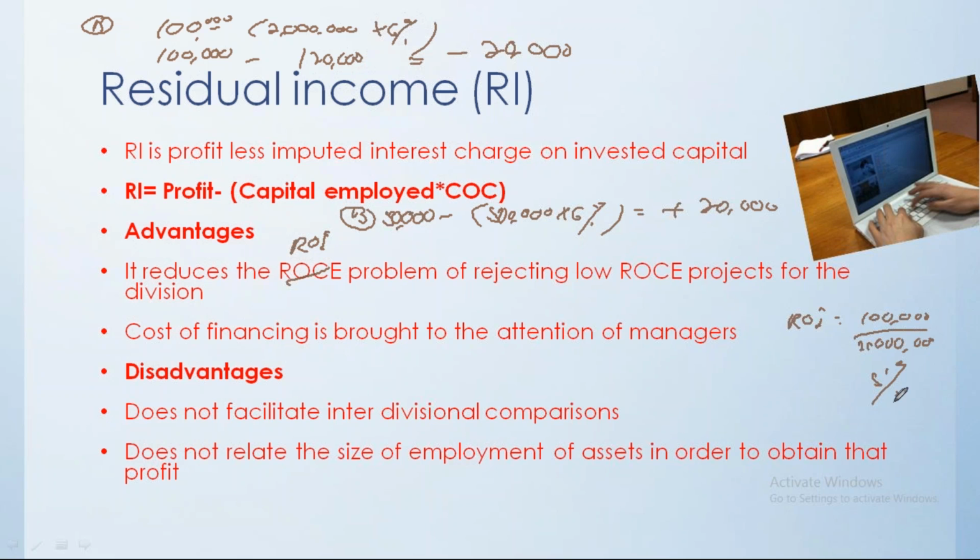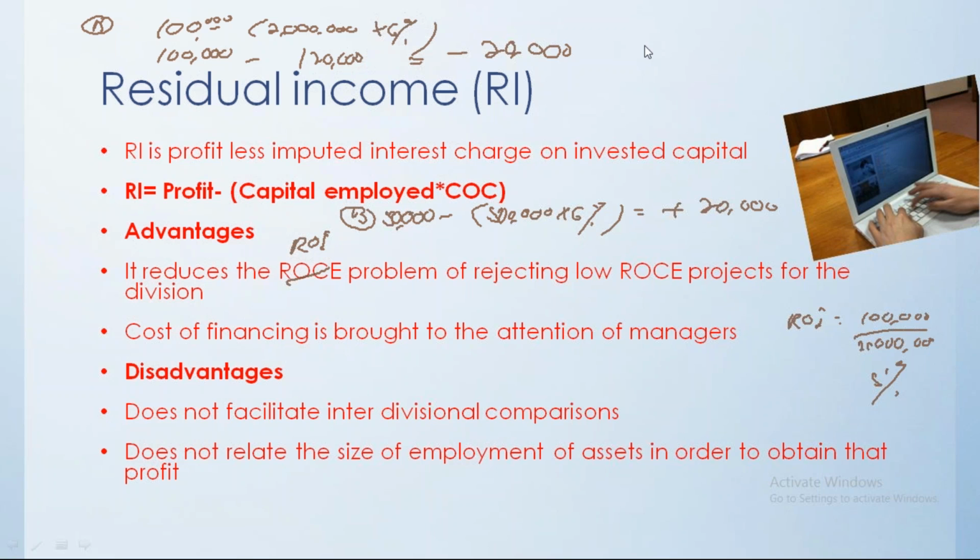It does not relate to the size of employment of assets in order to obtain that profit. So it all depends on the profit you are going to make, and we have to take the size into account. So these are the disadvantages of the RI, but RI is also a very, very strong measure. We use it most of the time to calculate the performance.